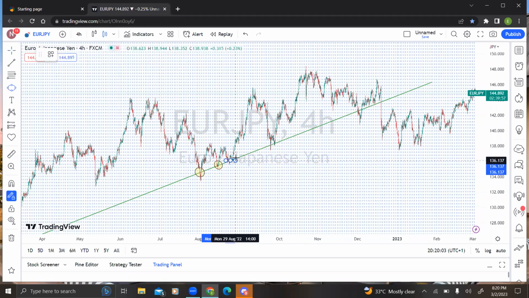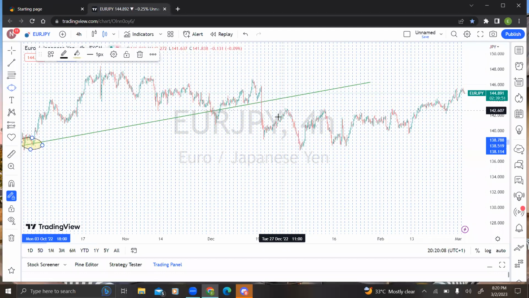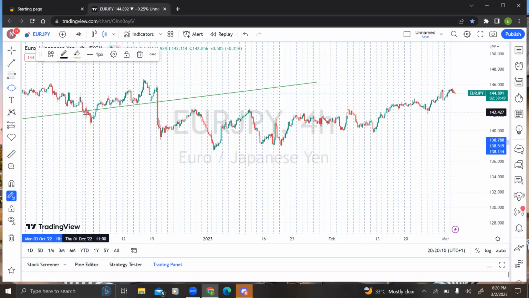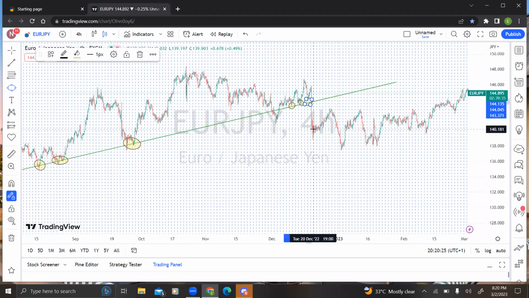You can see the multiple rejections at this area for that buy, even though price came down a bit here, when it got back up, it still maintained this level of trend line here, maintained it here, and even still maintained it here. Until finally, what happened? Price broke the trend line.